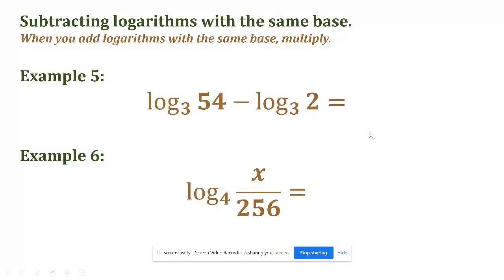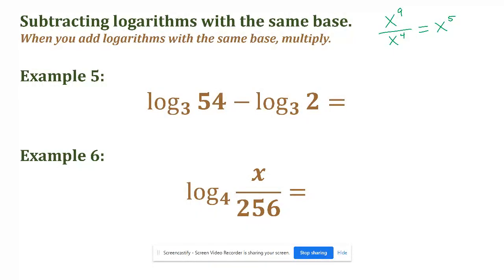All right, next rule here is with subtraction, and just like with exponents, multiplication and addition go together, and division and subtraction go together. So with exponents, we would say, let's say we had x to the 9th divided by x to the 4th. What we would do there is we would subtract the exponents and we'd get x to the 5th. So we divide by subtracting the exponents. Here we're going to go the other way.